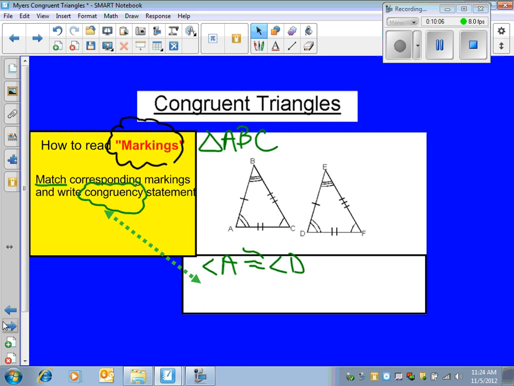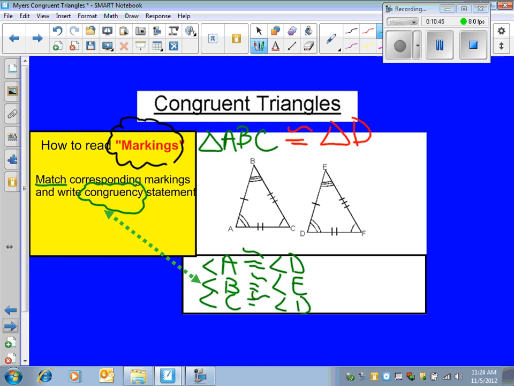All right, so I need to make sure that when I name my second triangle, the parts correspond with the first triangle. So triangle ABC is congruent to triangle, A matches up with D, so I'm going to go with D first. My next letter is B. Angle B corresponds with what? Don't look at the orientation of the triangles, just go for the markings. And yes, it matches up with angle E. And last but not least, angle C matches up with angle D.